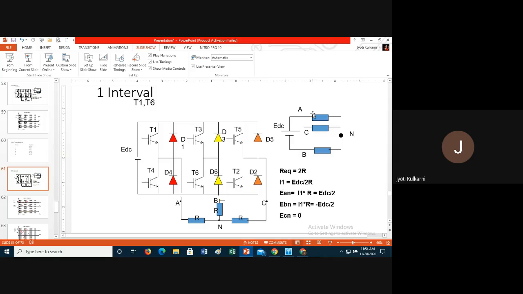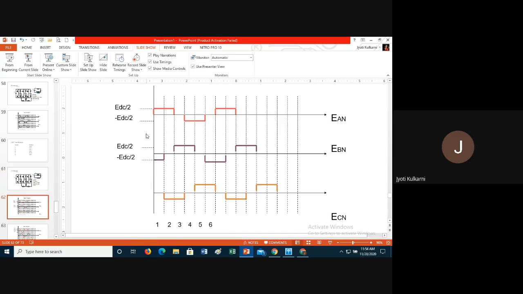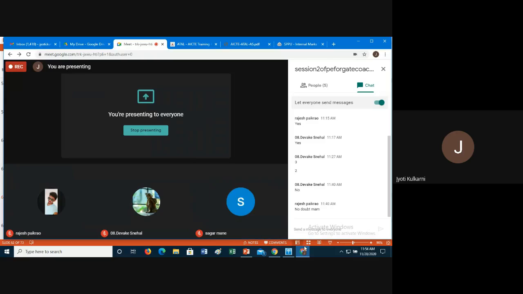So half the voltage across A branch and half the voltage across B branch. So AN is positive Vdc by 2. In the same interval, BN is minus Vdc by 2. Okay, so like that you will have the waveform. I hope I have cleared at least some concept of the three-phase inverter.